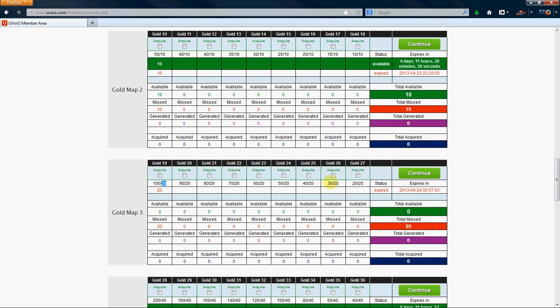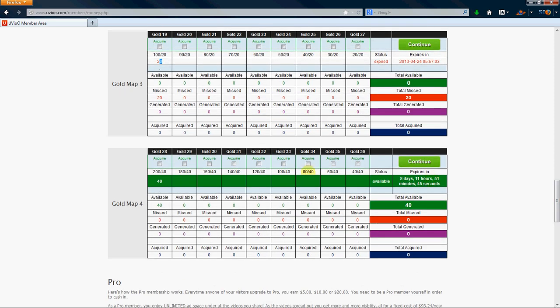And again, it goes down the level there, and as you can see, I missed an opportunity there too as well. And then finally, the last one is $200, but then you make $40 each time. So in this case, you'd have to sell 5 ad spaces to break even, and then everything else is profit after that. And the same thing goes all the way down here to gold 36, where you can get to this point.